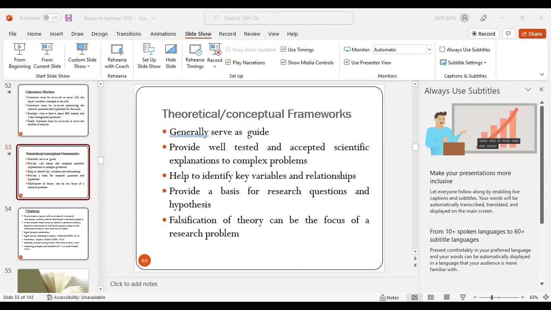So let's see. Okay, I think it is coming. Let me see if I can share. Oh no. Where can I share? Vasil, where are you? Okay. Where is the conceptual thing? Okay. Share.